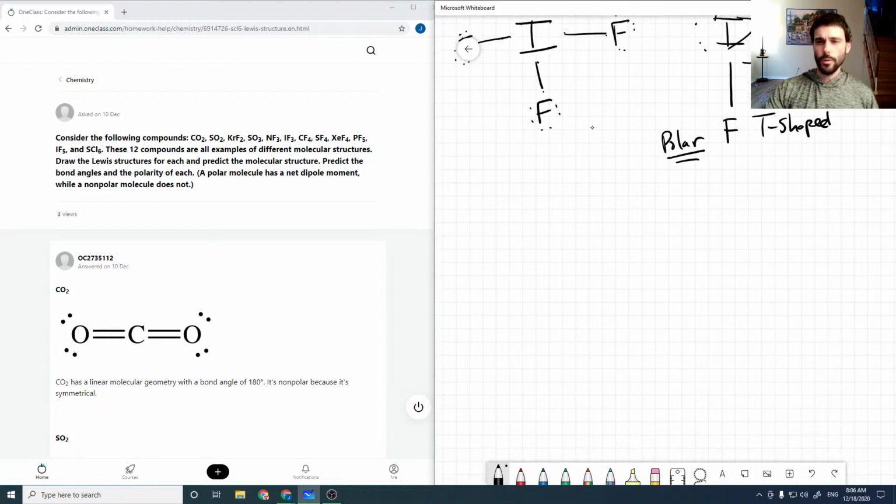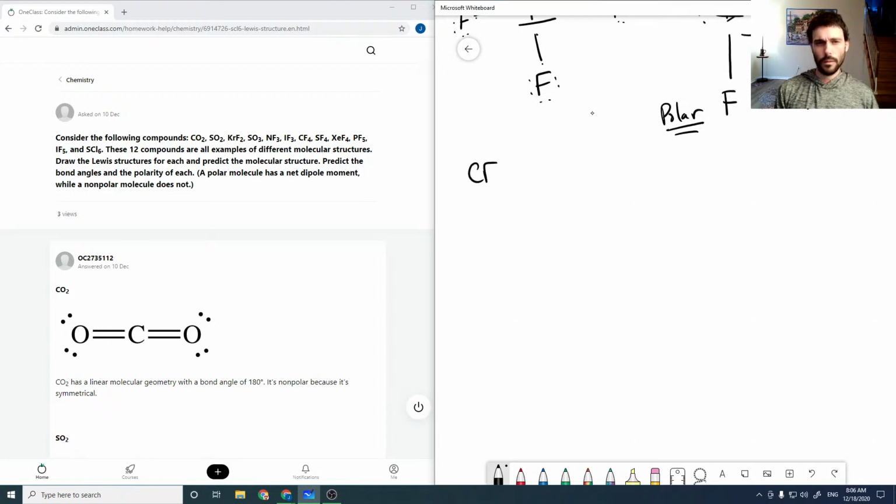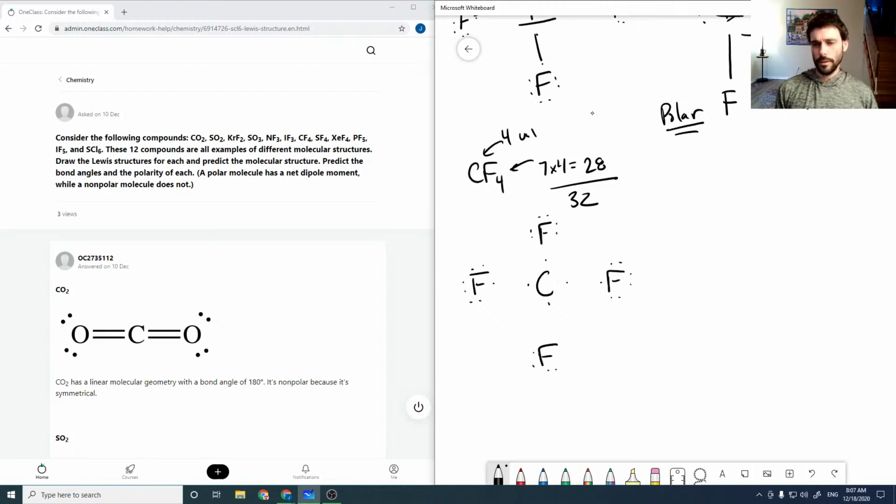Okay, CF4. So for carbon, we have 4 valence. Each of the fluorines has 7, which is 28 total from the fluorines. So the total is 32. And here again, we have something more akin to what we're used to. Where these guys should all bond together. And so this is going to give us our tetrahedral CF4 structure.